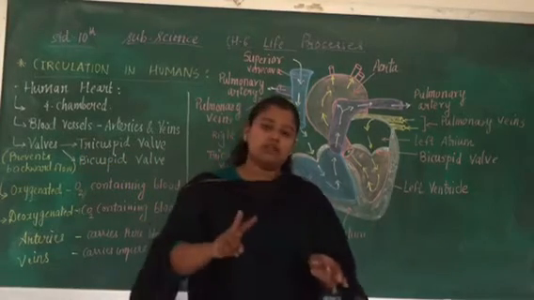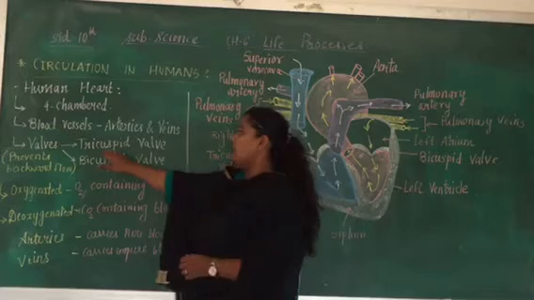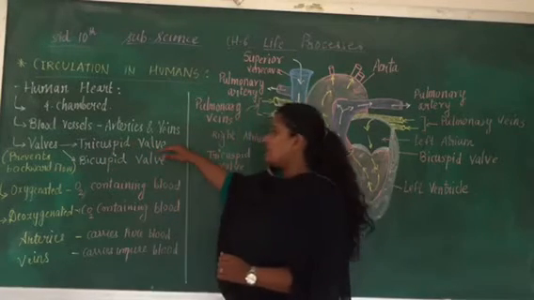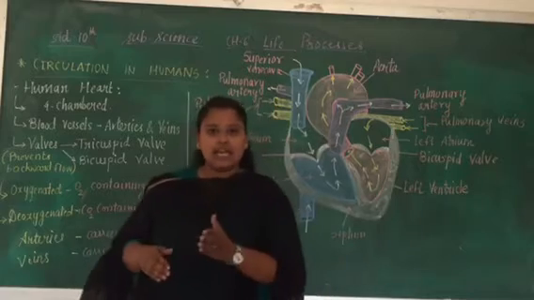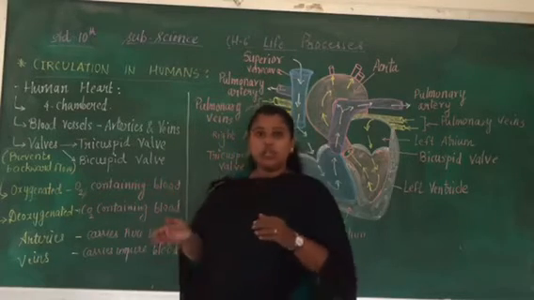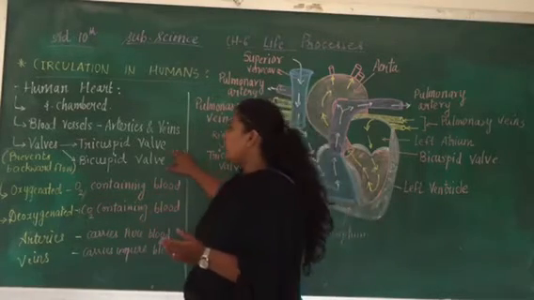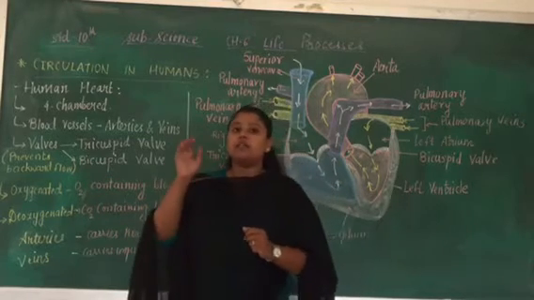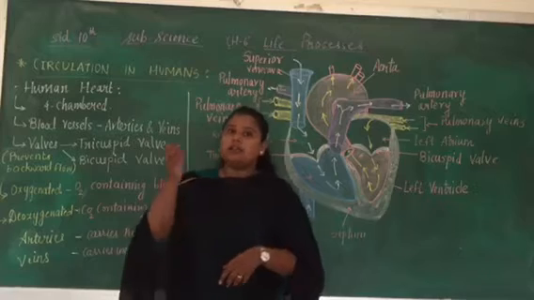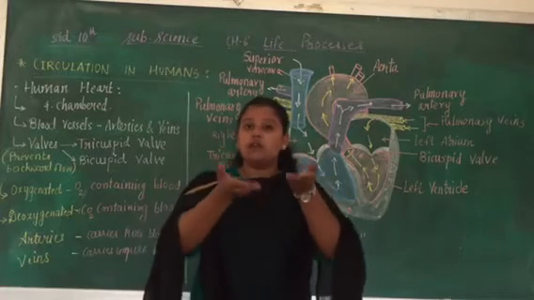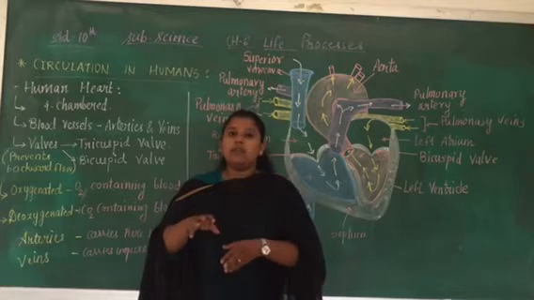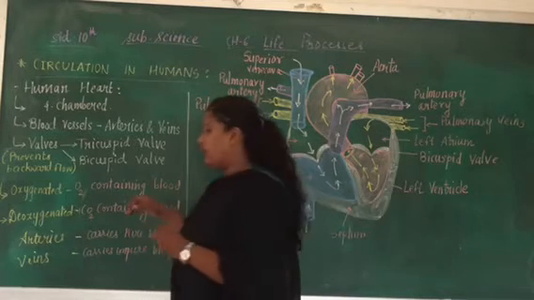Next is the presence of different valves. Two types of valves are present in the human heart. First is the tricuspid valve and the second one is the bicuspid valve. The tricuspid valve is present on the right side and the bicuspid valve is present on the left side. These 2 valves prevent the backward flow of the blood. That means once the blood enters the atrium and is poured down into the ventricle, from the ventricle the blood cannot go back to the atrium, right?